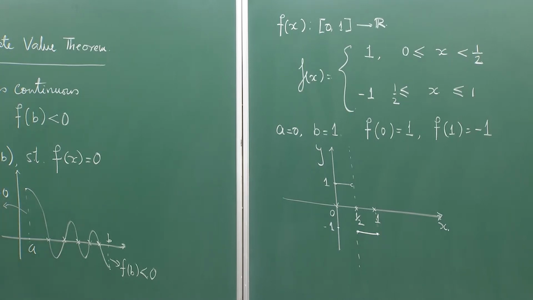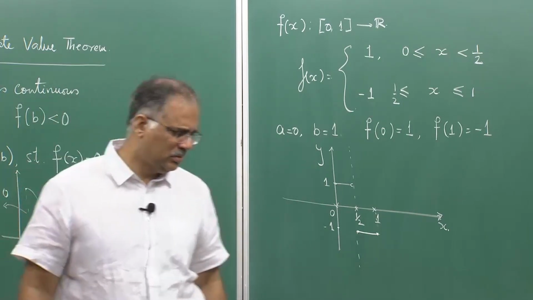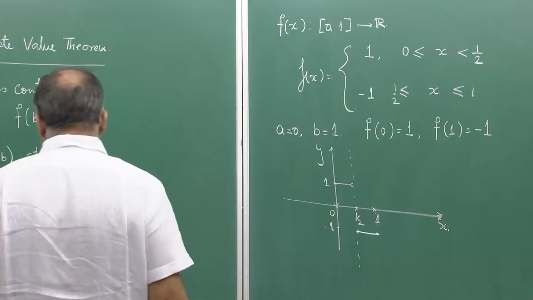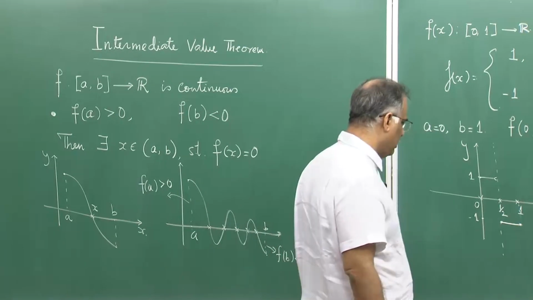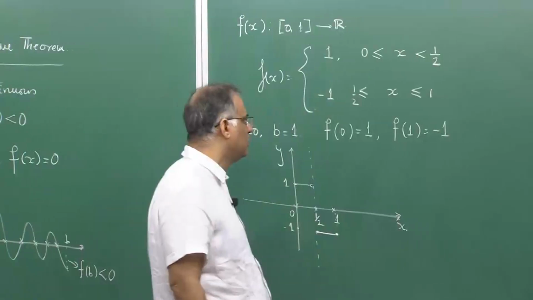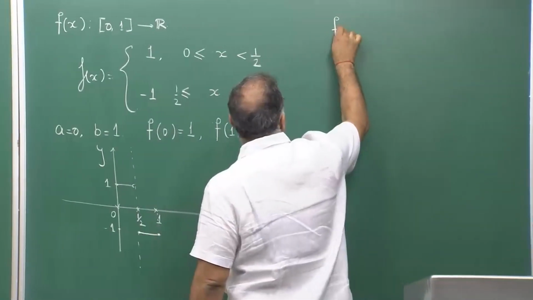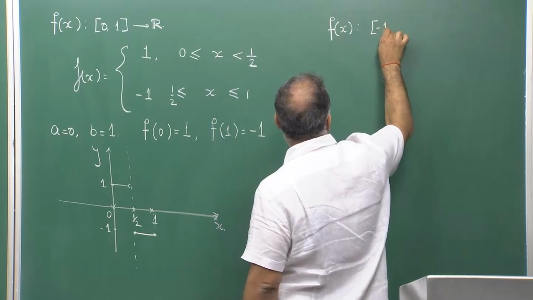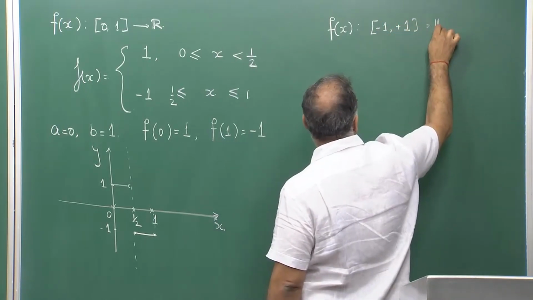This is a discontinuous function, and for a discontinuous function, the intermediate value theorem need not hold true. It may hold true also. I do not say it does not. For example, I will say f(x) is from [-1, 1] to R.